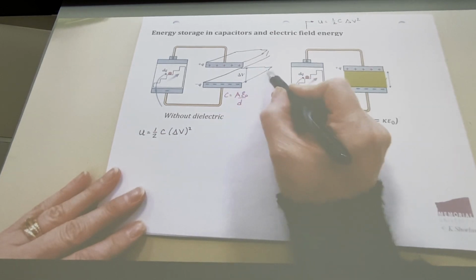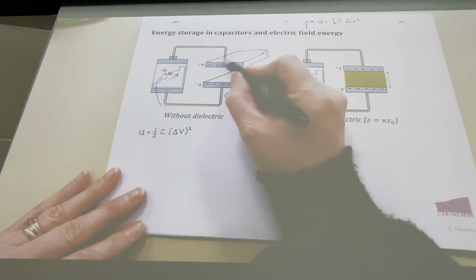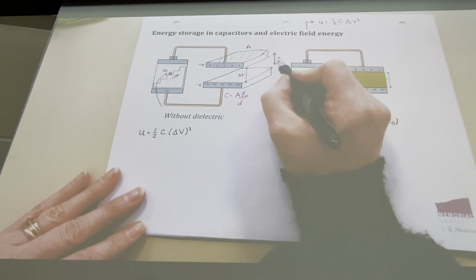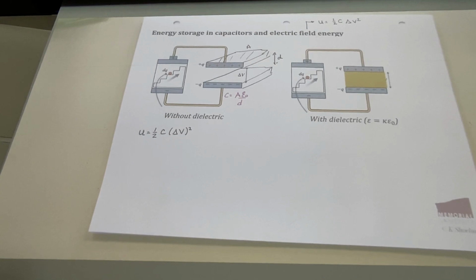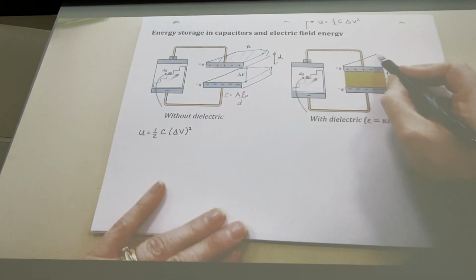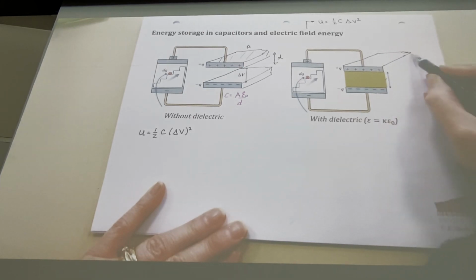Sorry, I don't draw the best. Maybe I should have downloaded a 3D picture. So the plates each have area A, and they're separated by distance D. Right? So the capacitors do have a physical size. They're three-dimensional structures. So there it is without a dielectric. Draw it with the dielectric too.